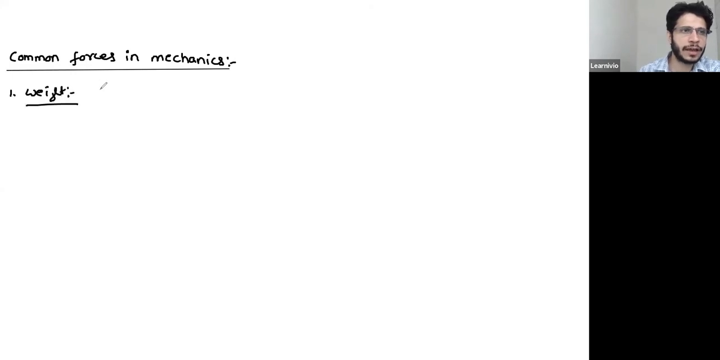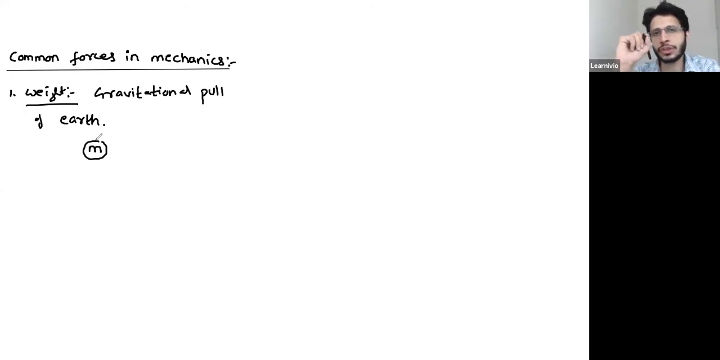Weight is the gravitational pull of Earth. So if you have a body of mass m, the force with which Earth pulls this body is its weight. So weight acts in downwards direction. The weight of the body is mass multiplied by acceleration due to gravity. So this is weight, which is equal to mg.